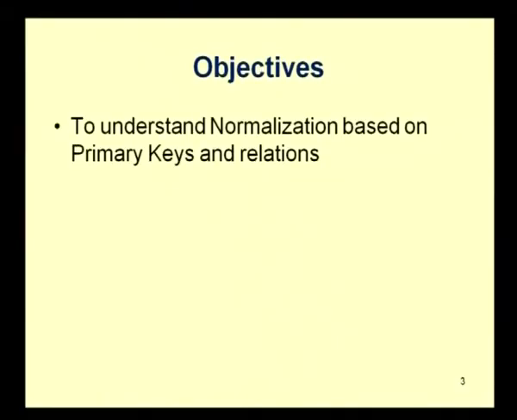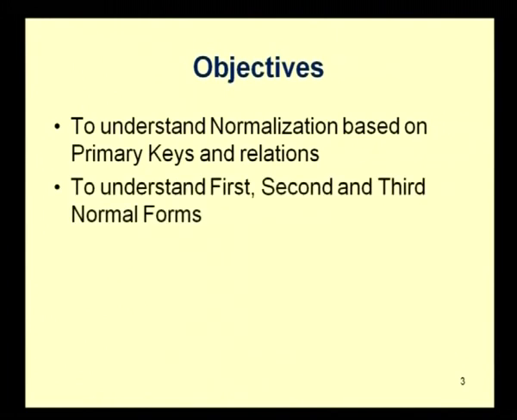Welcome to the UGC lecture series. In this lecture, we are going to talk about normal forms. We are going to talk about first, second, third and the Boyce Codd normal forms. In this lecture, we are trying to understand the normalization which is based on primary keys and on relations. We are going to understand the first, as I already told you, the first, second and third normal forms, and we are going to understand what is meant by Boyce Codd normal form.